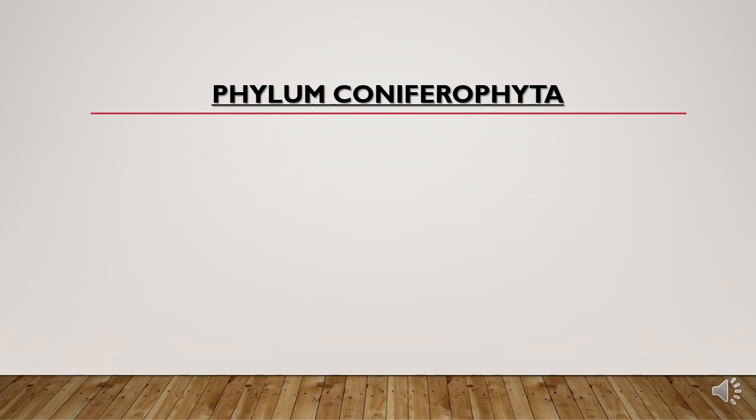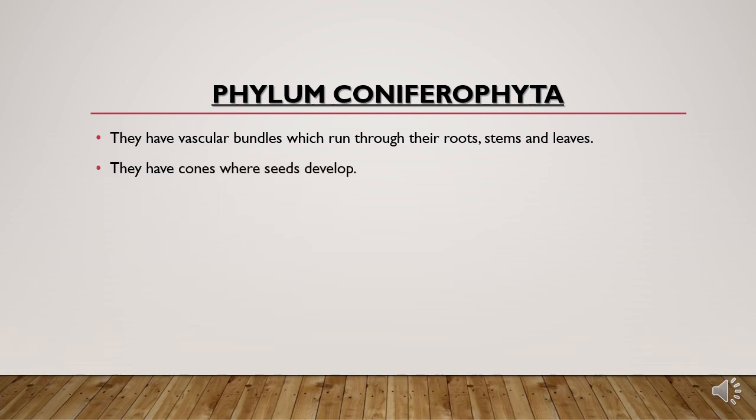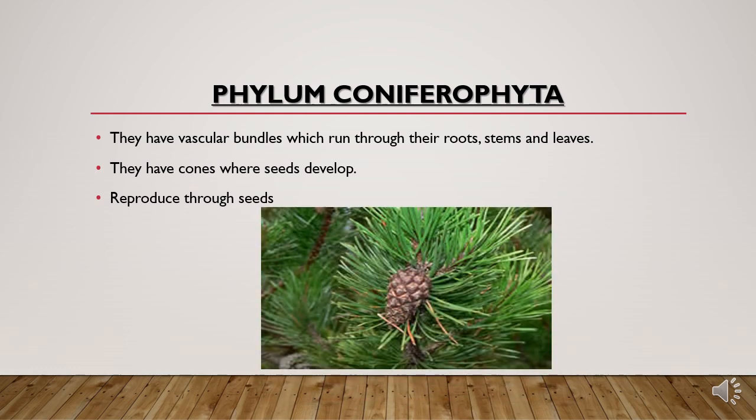We go to the third phylum, the Coniferophyta. They have vascular bundles which run through the roots, stems, and leaves. They have cones where seeds develop, and they reproduce through seeds. That is how coniferous plants look. So they contain cones, they contain seeds, and they use those seeds for reproduction and growth of new plants.